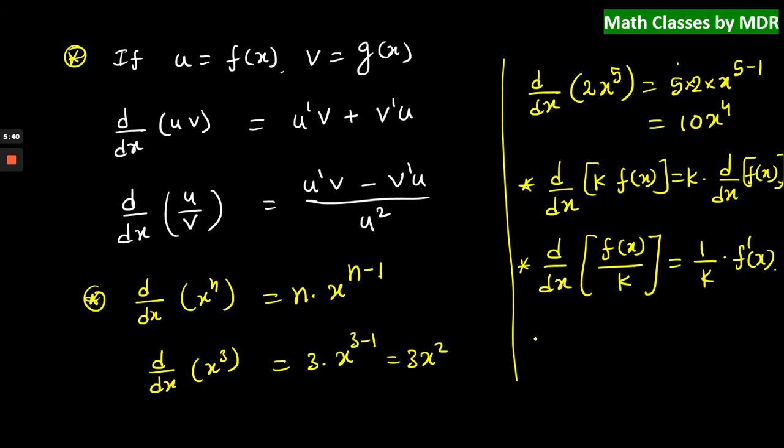If you have d by dx of any constant, any number, that is always equal to 0. The derivative of any constant is 0. Constants won't change with respect to x, so they will be equal to 0.